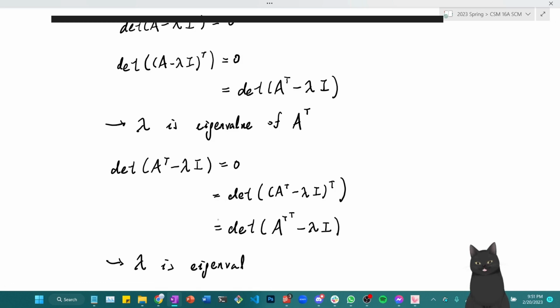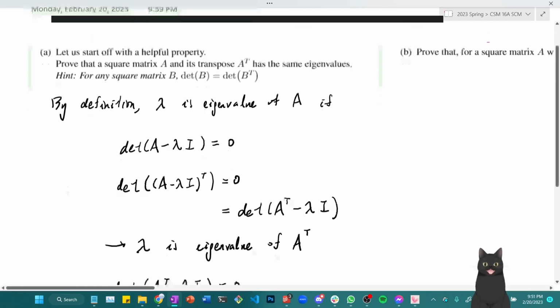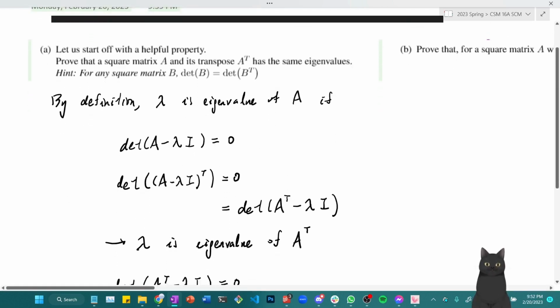So via this kind of bidirectional proof, where you prove that if lambda is an eigenvalue of A, it must be an eigenvalue of A transpose, and if there's another lambda that is an eigenvalue of A transpose, it must also be an eigenvalue of A, we can then see that the square matrix A and its transpose must have the same eigenvalues.